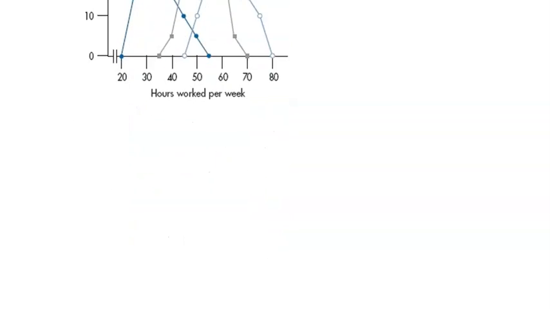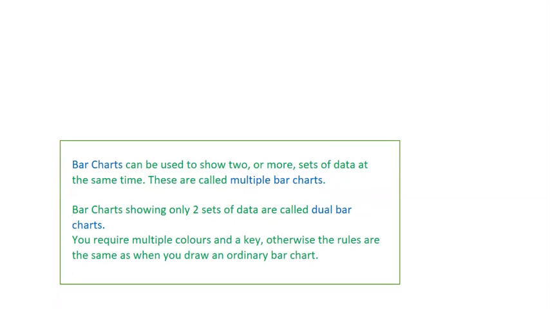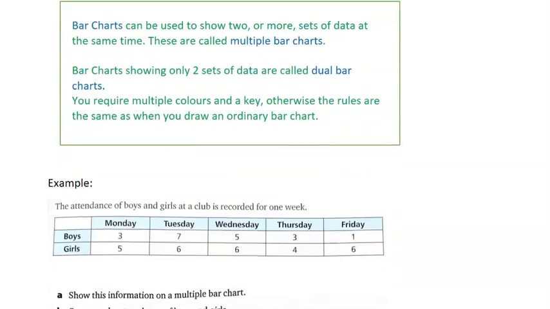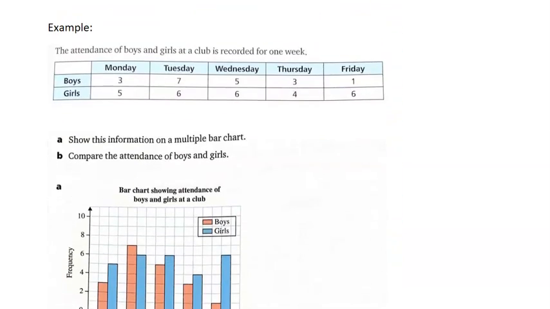Another type of graph or chart that is used to compare distributions are bar charts. These can be used, of course, to show two or more sets of data. There's dual bar charts or multiple bar charts. You require multiple colors and a key, otherwise the rules are the same as when you draw an ordinary bar chart. So let's have a quick look at an example.